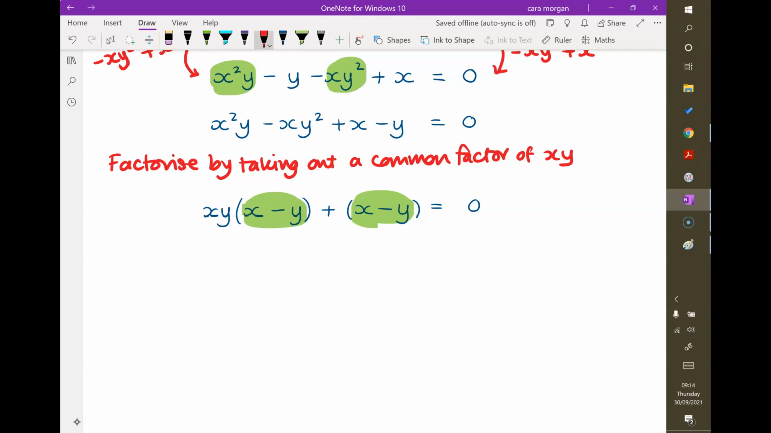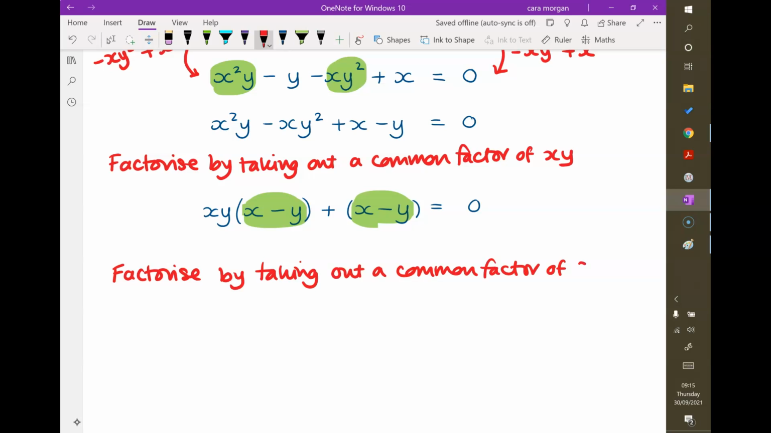So I'm now going to take out a factor. So now I'm going to factorise by taking out a common factor of x minus y. Put that in brackets. So I've got x minus y lots of xy plus 1 equals 0. And that works because if you expand the brackets, you can see that it gives you exactly what I had on the previous line.